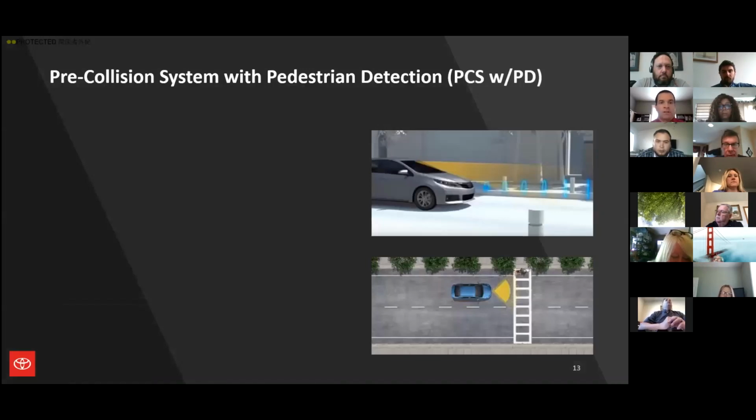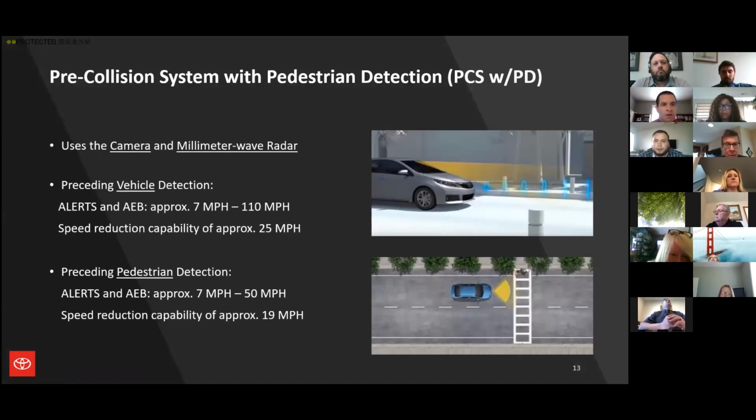So, pre-collision system. The pre-collision system, or PCS, uses camera and millimeter wave radar. If you look at preceding vehicle detection, alerts and autonomous emergency braking will happen at approximately between 7 and 110 miles an hour, with speed reduction capabilities of approximately 25 miles an hour. Preceding pedestrian detection, alerts and autonomous emergency braking approximately between 7 miles per hour and 50 miles per hour, with a speed reduction capability of approximately 19 miles per hour.